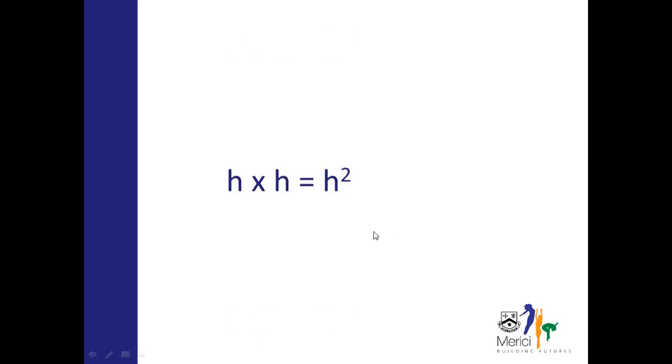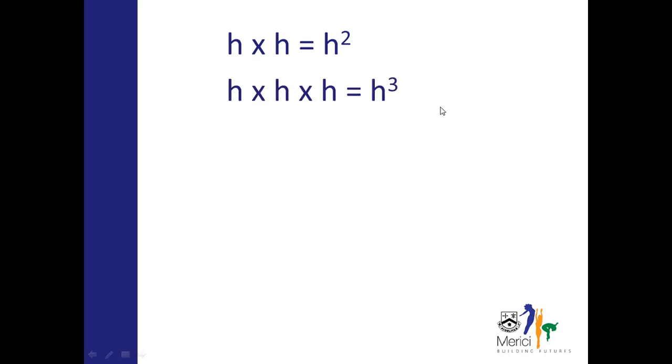Okay, so let's have a look at this. h times h equals h squared, and I think I'm pretty comfortable that you guys are okay with this. The reason there's a 2 there is that we had 2 h's. So if I throw a third in there, h times h times h is h to the power of 3, because there's 3 of them. Now, what happens when it gets a bit more complicated and we start multiplying these together?